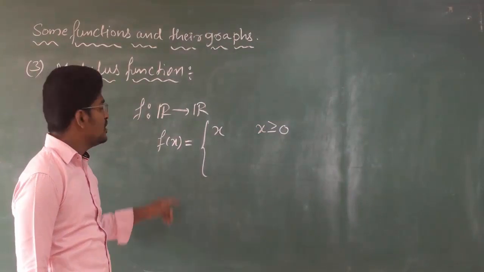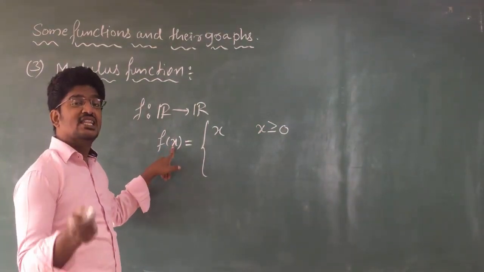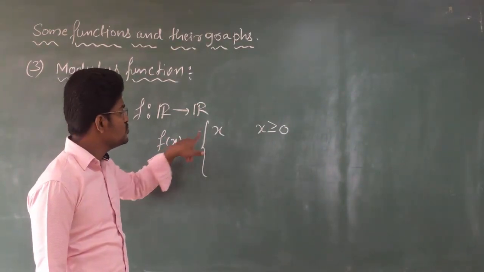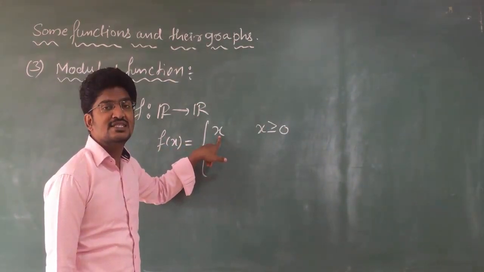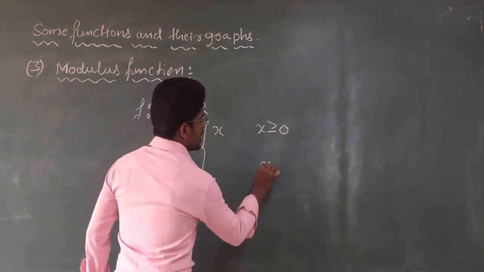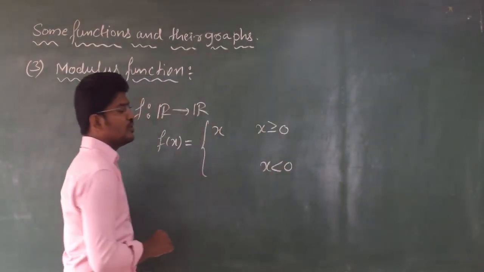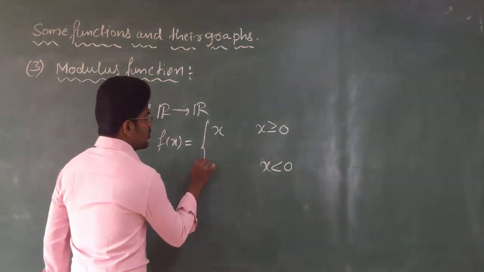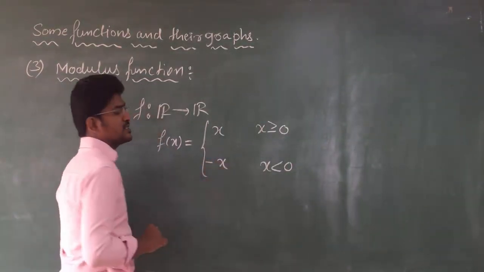That means see here, if you take x greater than or equal to 0, you have to choose the output as the same number. Are you getting my point? Suppose your x is lesser than 0, that means your input is lesser than 0, then your output will be negative of x. Clear?